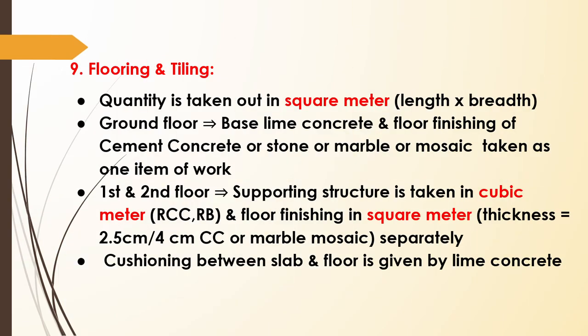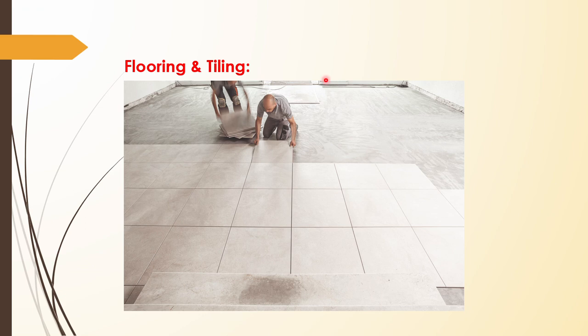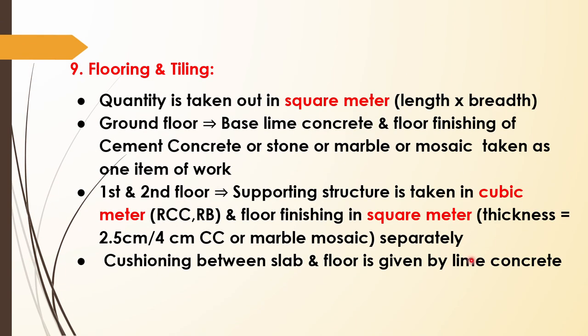Now the next item is flooring and tiling. After making the foundation, we moved on to masonry work, then we used the formwork, and then we have to do the flooring and tiling. Flooring is calculated in terms of square meter, that is the area of the floor. How much area is there for the floor? So if this is a room, how much is the area of this particular room? That is the quantity of flooring needed.